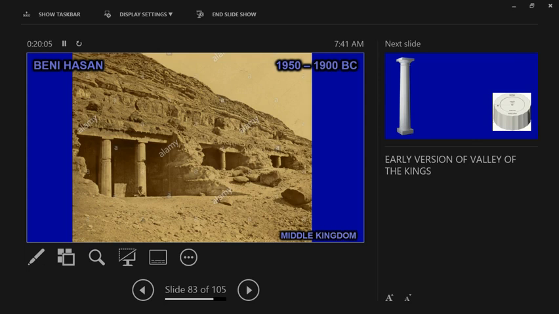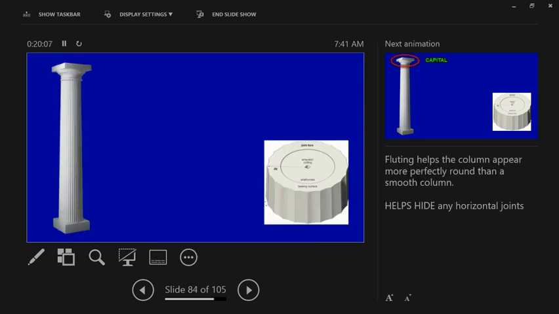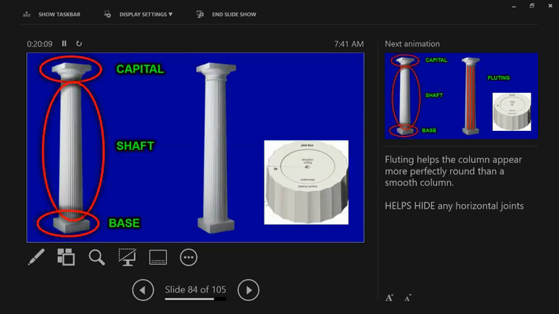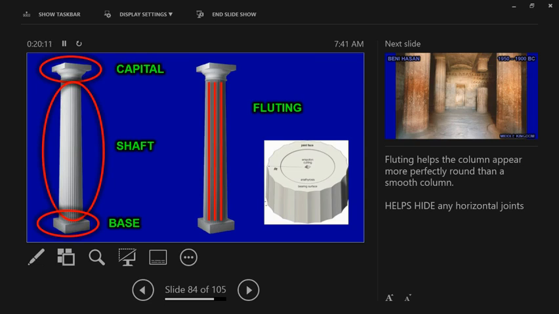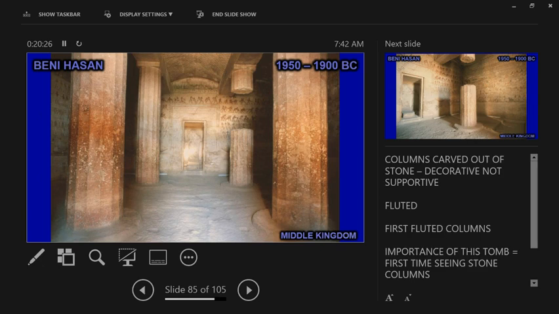And here we have some early columns where we have, again, the capital, the shaft, and the base, and we have that fluting. The fluting that you see on here, that's where they carve into and around the cylinder, and they cut these grooves in it that are vertical, and you can see that in these columns.